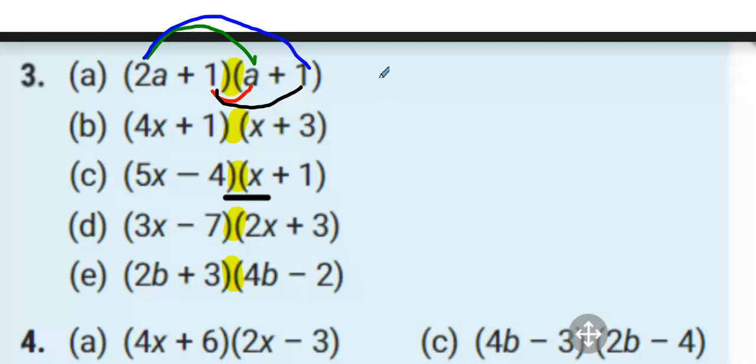2a times a, 2a squared. Let's go for the blue line now. 2a times 1, 2a. Let's go for the red line. 1a, yeah. And finally the black line, 1.